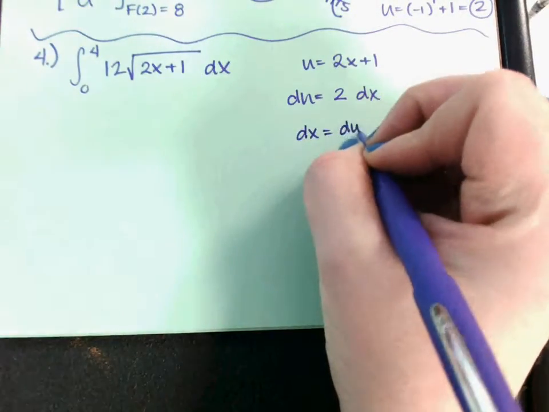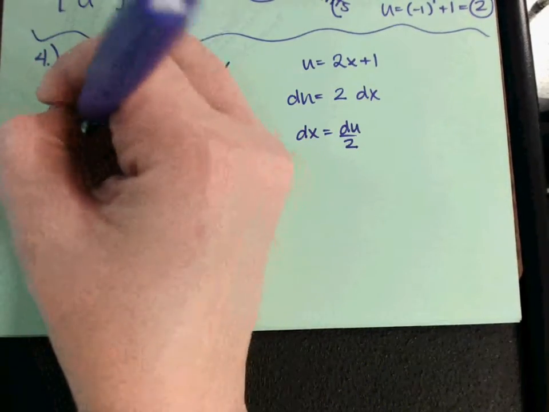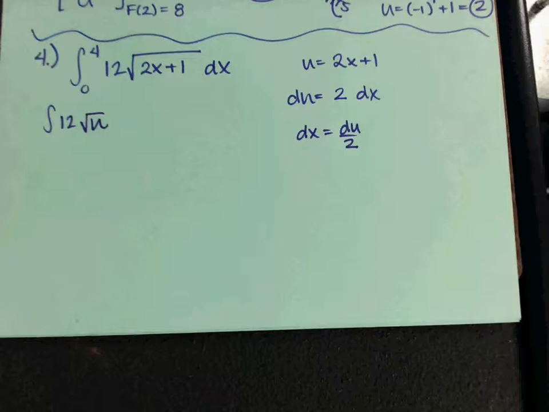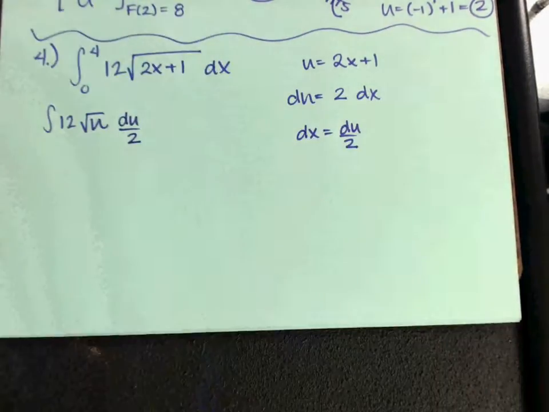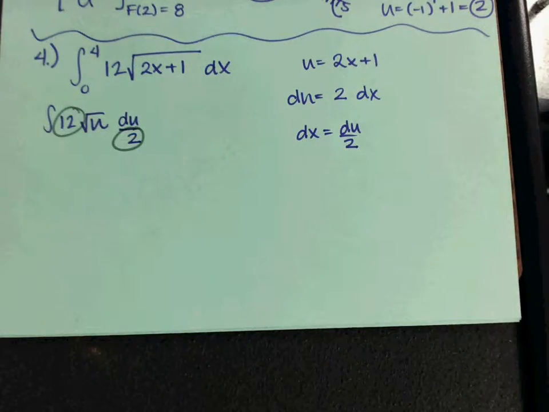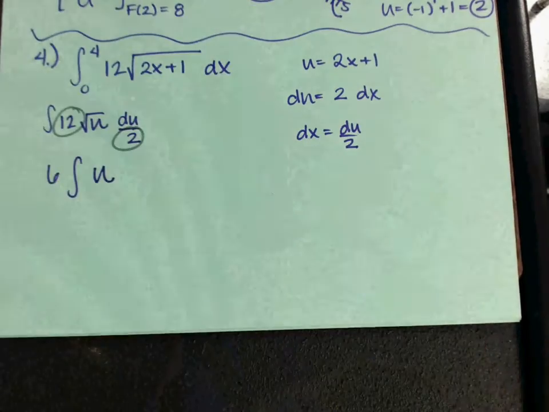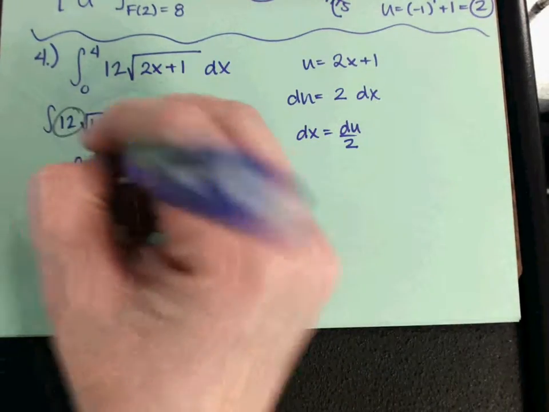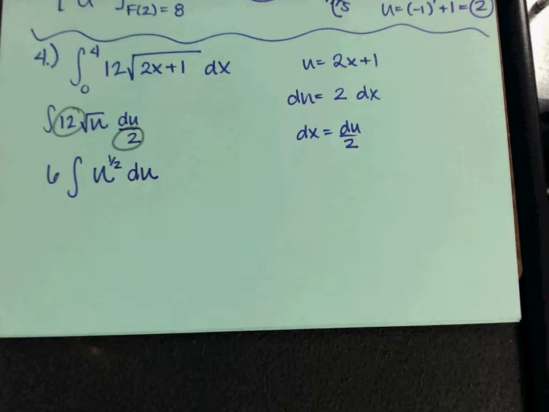So far, so good? Okay, we're going to rewrite our integral. 12 square root u, and then instead of my dx, it's a du over 2. Then I combine the 12 divided by 2, and it gives me a what in the front? 6. Integral u. If it's a square root u, I'm going to go ahead and change it to the 1/2. Then at this point, all my x's are gone. I'm going to change my endpoints by plugging them into what my u is.